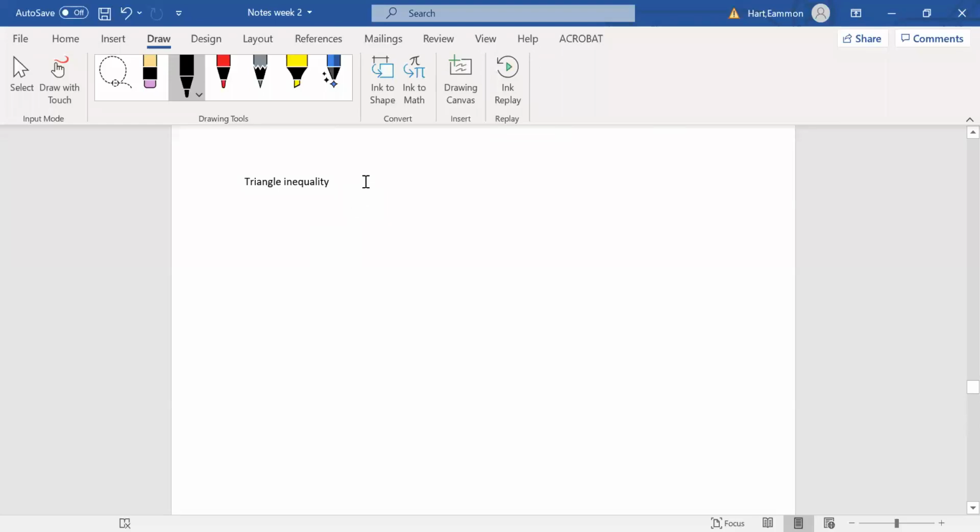So the triangle inequality, this is a very important inequality in math. The absolute value of x plus y is going to be less than or equal to the absolute value of x plus the absolute value of y.